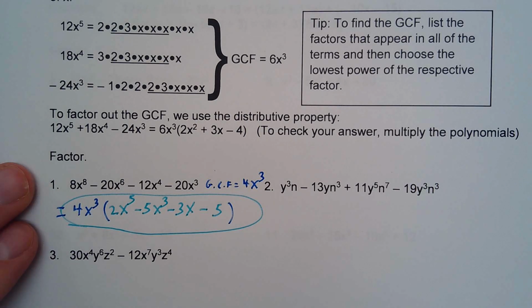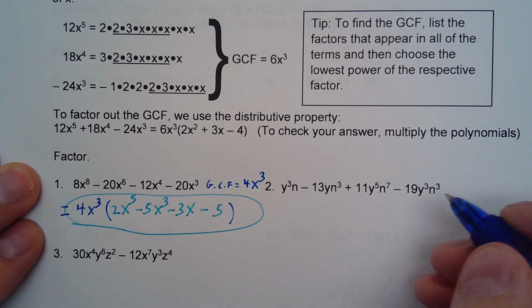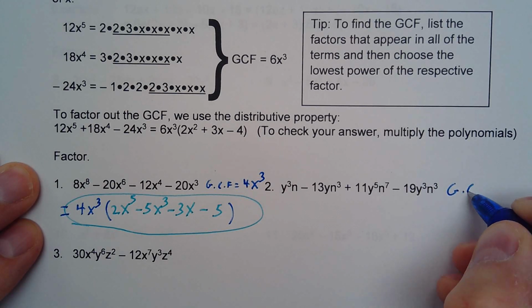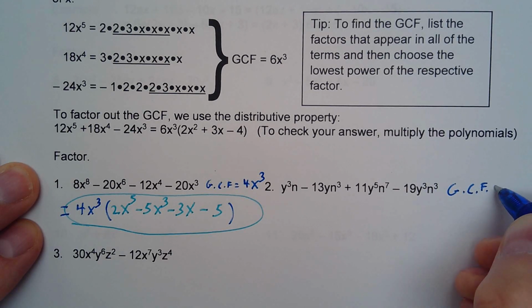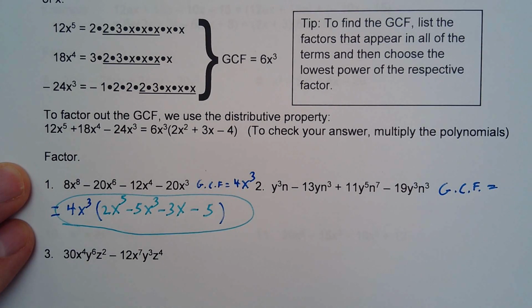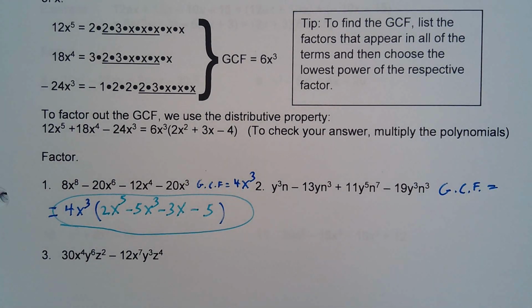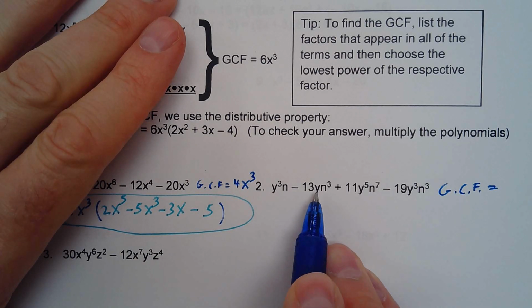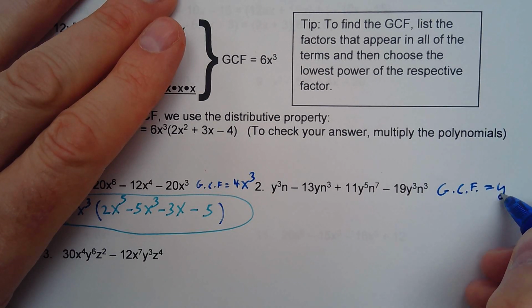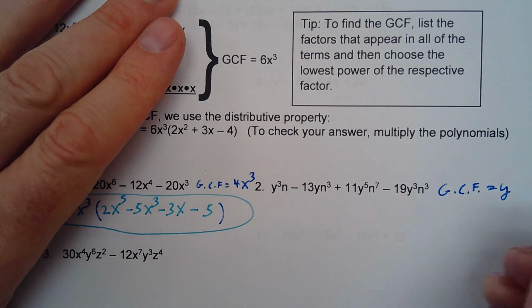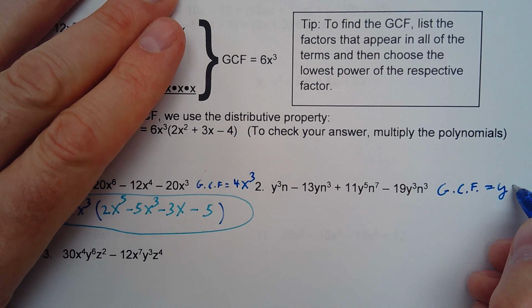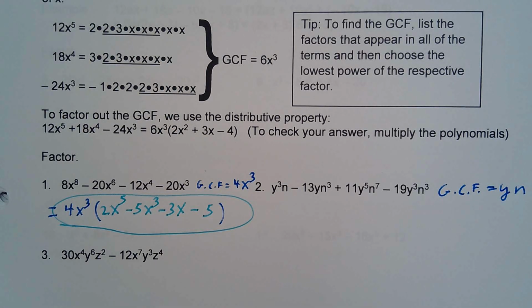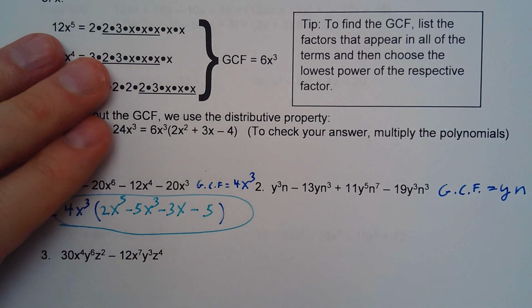Let's try number 2. Here, my GCF. Well, we first look at the numbers. We have a 1 here, so the coefficient is going to be 1. And now let's look at the variables. We have a y in all the terms. The lowest power is the first power, so I'm just going to put a factor of y. Same thing for the n's. They appear in all the terms, but the lowest power is going to be a factor of n. So I'm just factoring out a yn.